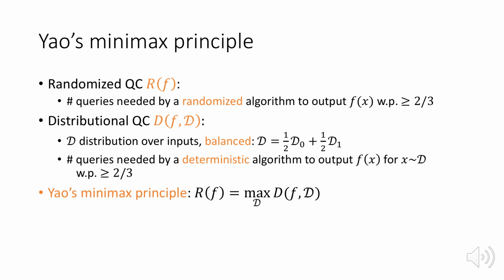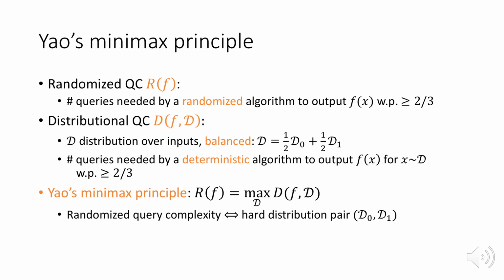Now, Yao's minimax principle says that R of f is equal to the maximum distributional complexity of f with respect to D over all input distributions D. In other words, Yao's principle characterizes the randomized query complexity by the hardest distribution pair D0, D1. For example, for XOR, it's known that the uniform distribution is hard.